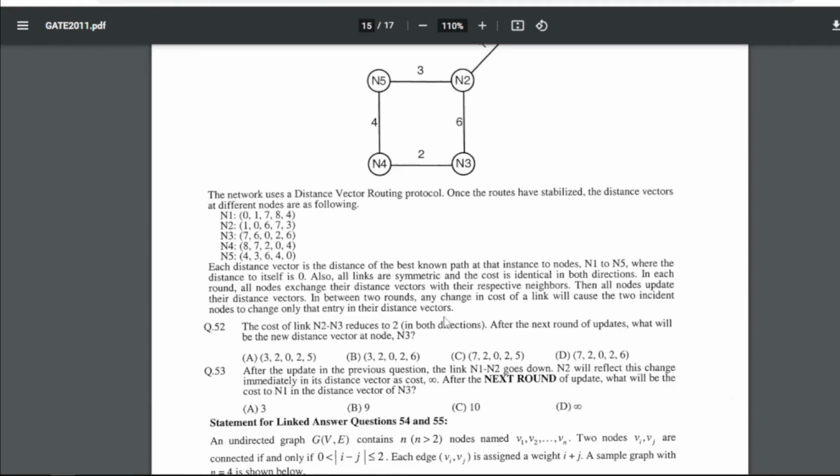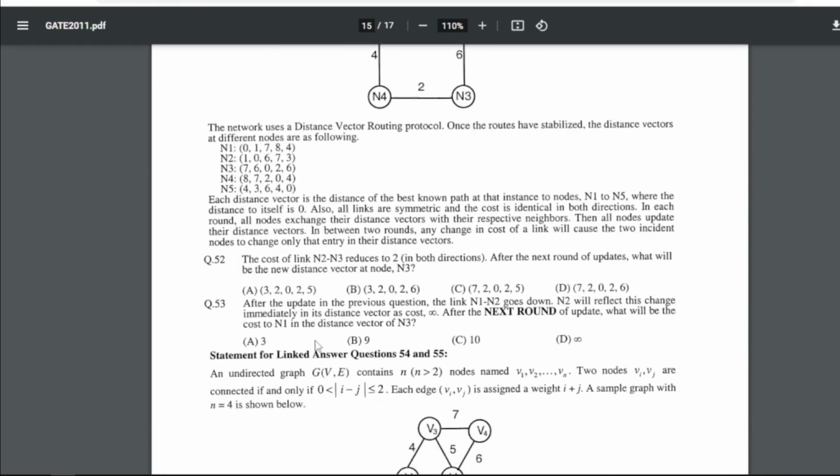In between two rounds, any change in cost of the link will cause the two incident nodes to change only that entry in their distance vector. So 52 is the cost of link N2 to N3 reduces to 2 in both directions after the next round of update. What will be the new distance vector at node N3? So the answer will be our A, that is 3, 2, 0, 2, 5. So A will be the answer for 52.